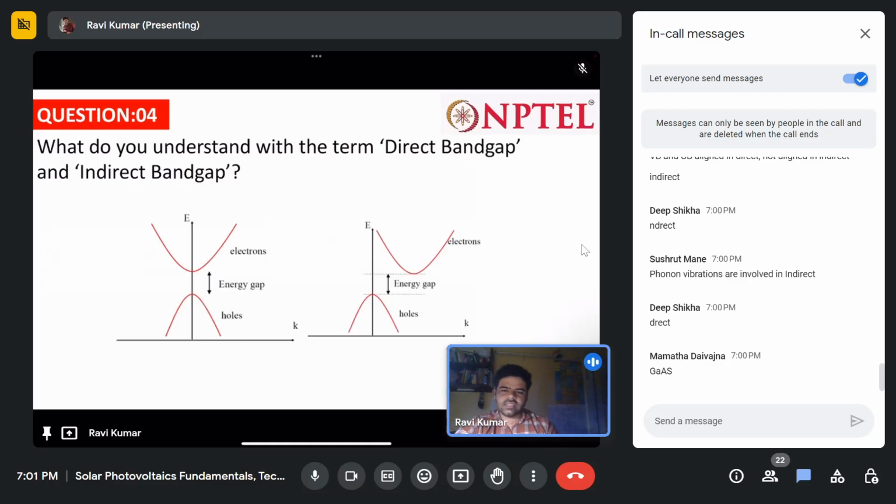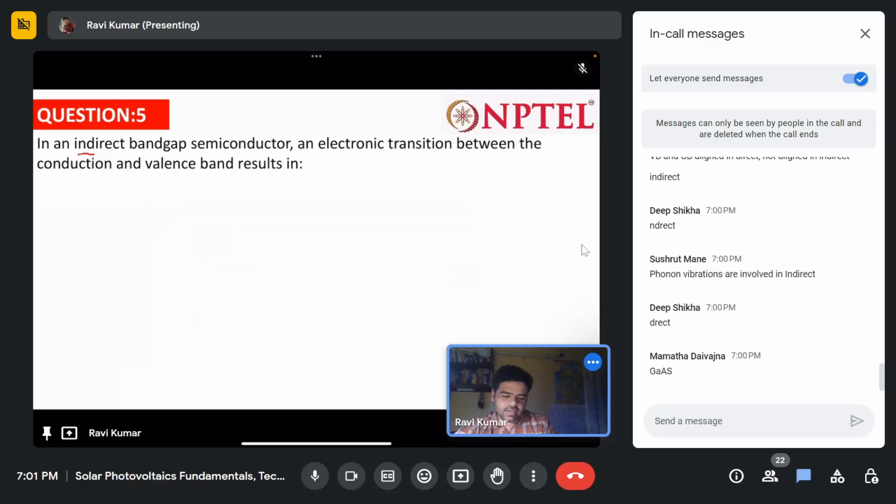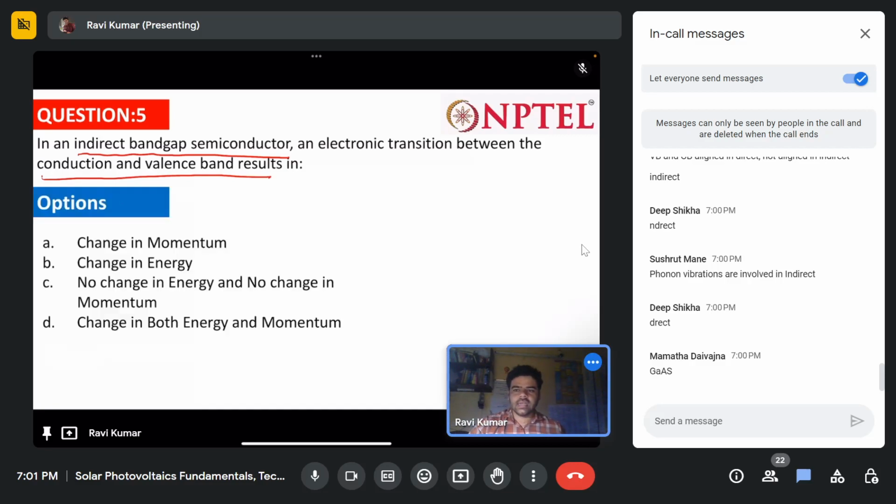Okay, so this is a pictorial representation. You can see this is our direct band gap semiconductor and this is an indirect band gap semiconductor. So here the movement of electrons should be like this, and here it should be like this. Okay, next question: in an indirect band gap semiconductor, an electronic transition between the conduction and valence band results in. These are the options. I am talking about an indirect band gap semiconductor.